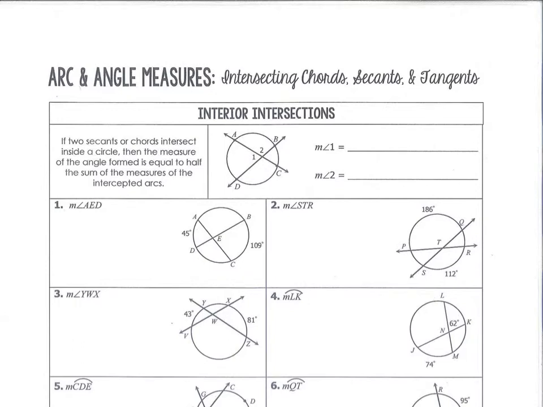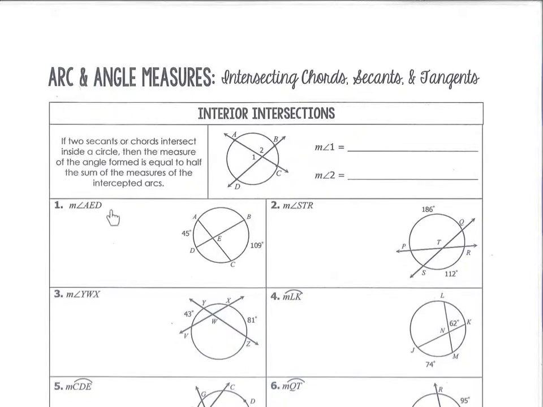All right, so today we're going to be looking at arc and angle measures. Most specifically, what happens when you have intersecting chords, intersecting secants, and intersecting tangents. So yesterday we had intersecting tangents outside the circle. We're going to look at some other different types of intersecting tangents other than what you saw yesterday as well.